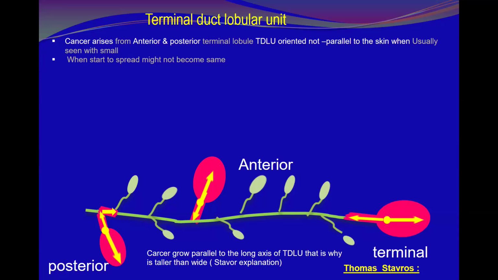mass. While cancer, we are talking about cancer now, because the benign have a different appearance. But regarding the cancer, in the anterior and posterior lobule, here the cancer arises not parallel to the skin. It is oriented deeply. Excellent.